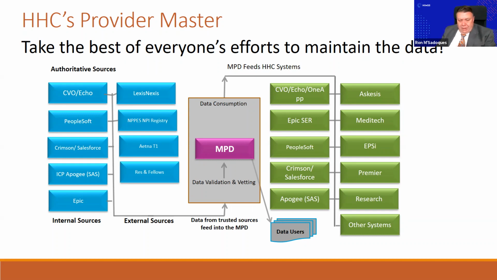We take all these sources, feed them into the master provider database to come up with the golden record, right? So when you are managing master data such as this, you're looking for the one record that you can say is the best of everybody's efforts. And from there, we feed into a number of our internal systems. And we also have quite a number of people who are using the data. They're looking up providers every day, or they're using segments of it for various purposes. And we have a lot of these users.